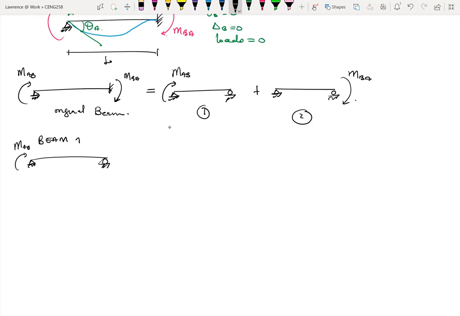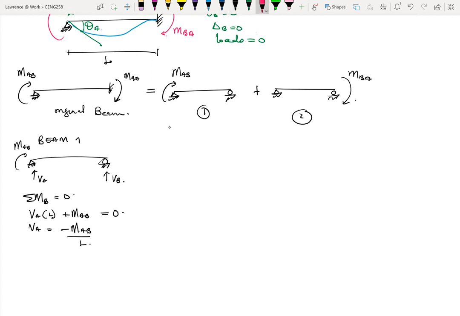Now, we have VA or RA, VA, and this is VB. Okay. So if we say, let's say summation of moment at B equals 0, then it means that VA times L plus MAB equals 0. Okay, which means that our VA will be equal to minus MAB over L. Okay.